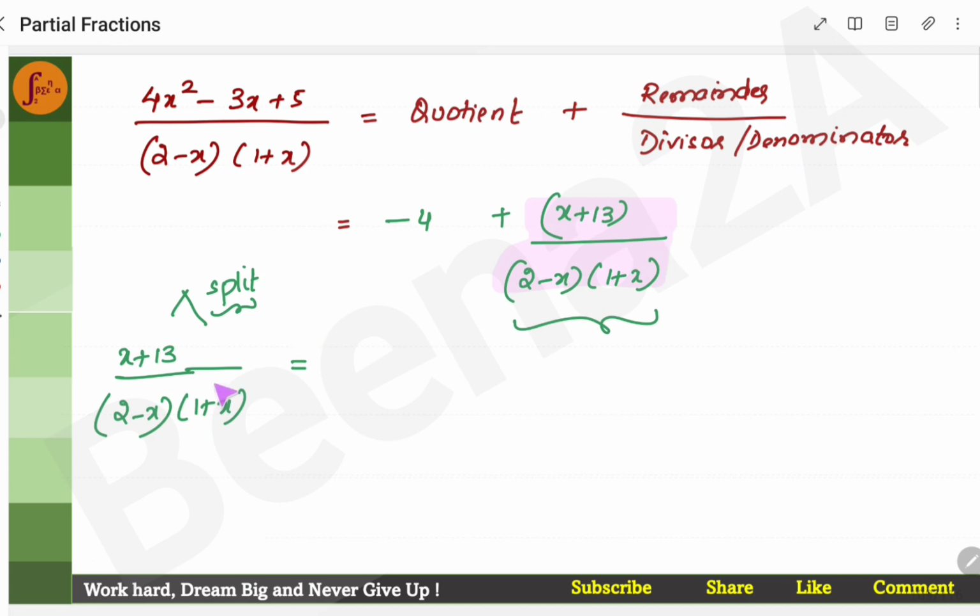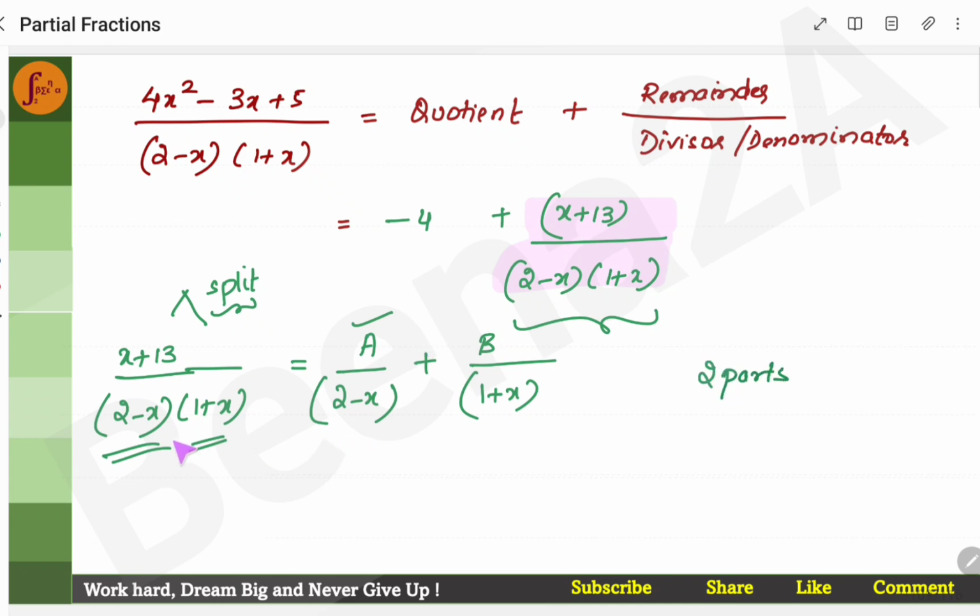This entire thing into two parts, into two fractions. So I'll say it as, let it be A and B. I add these both. Now in the first fraction, I'll put first term 2 minus x. In the second fraction, I'll put 1 plus x. Basically, I've split this entire fraction into two parts, each having one term in the denominator. So one fraction will have 2 minus x. The other fraction will have 1 plus x.